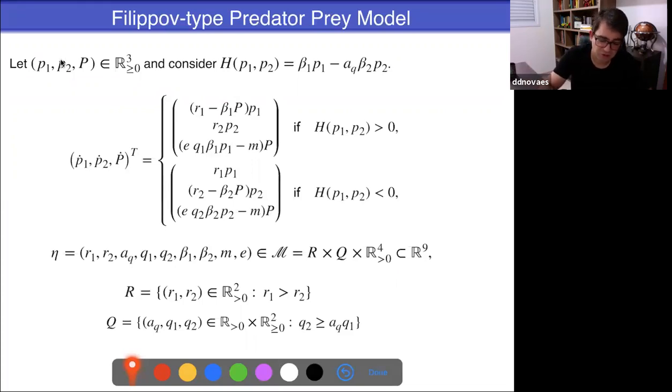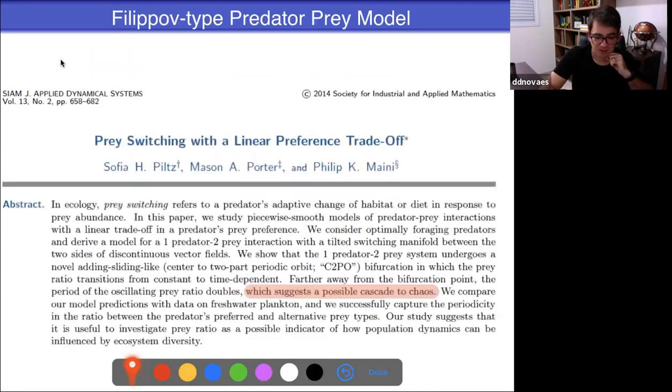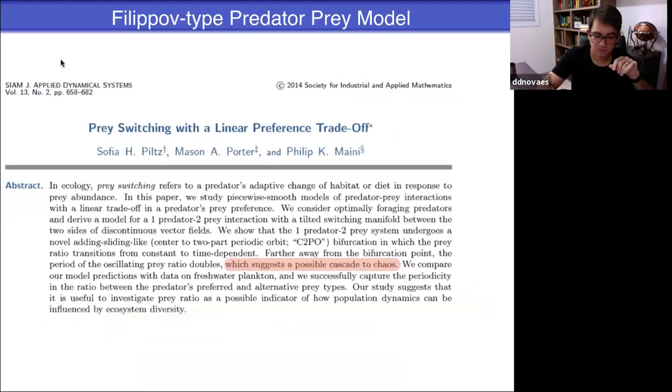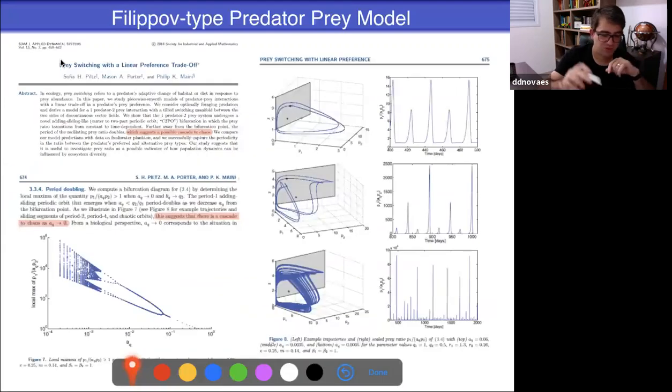So you actually have to work in this parameter space and respect all those constraints. Okay. So in Sophia's talk, she showed some graphs which suggest a possible cascade to chaos, and those are the graphs.